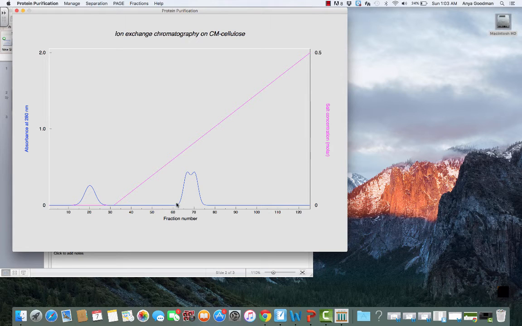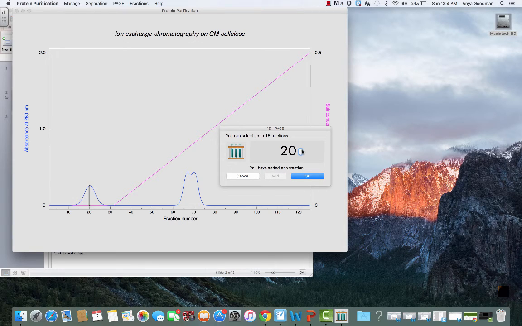Okay, so we need to sample the fractions to see which of these proteins is ours. Could you predict whether ours runs in the front or in the back? That's going to be a little tricky, right? Because we're not separating by size, it's by charge. So we're going to sample one of these peaks, say fraction 20, just to see what was in the flow through and if we lost any of our protein. Okay, and then we're going to add these fractions.